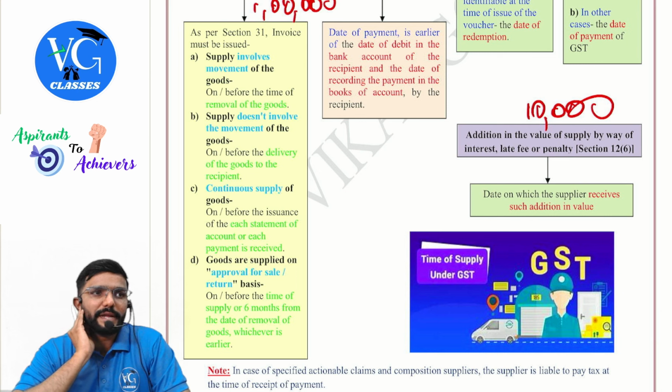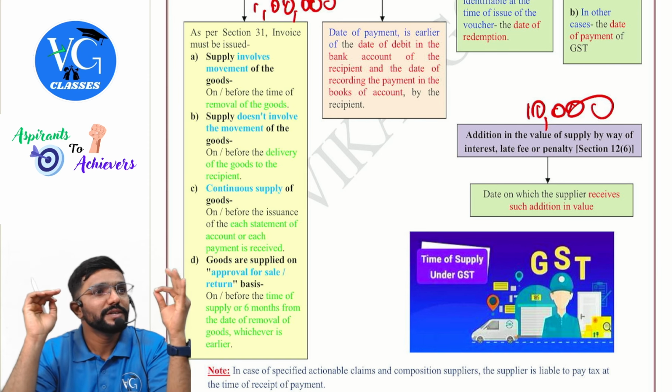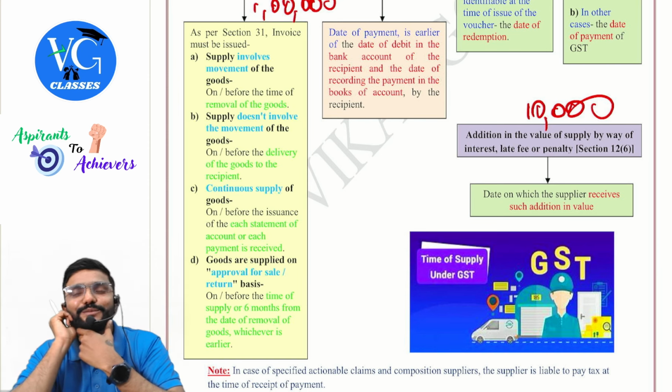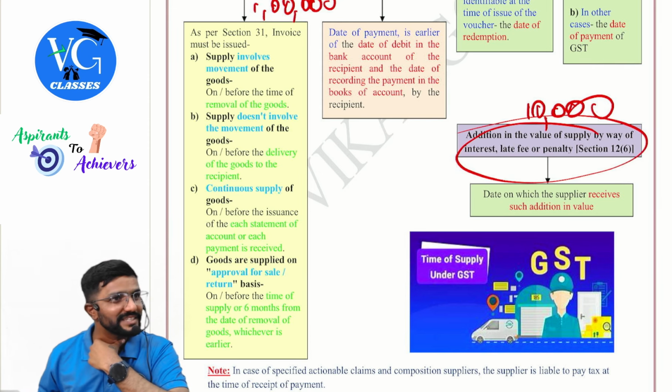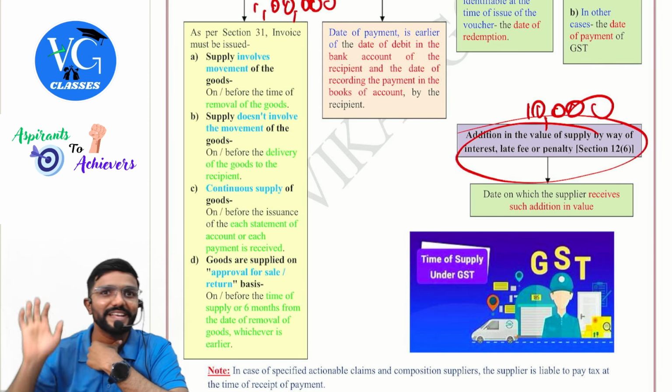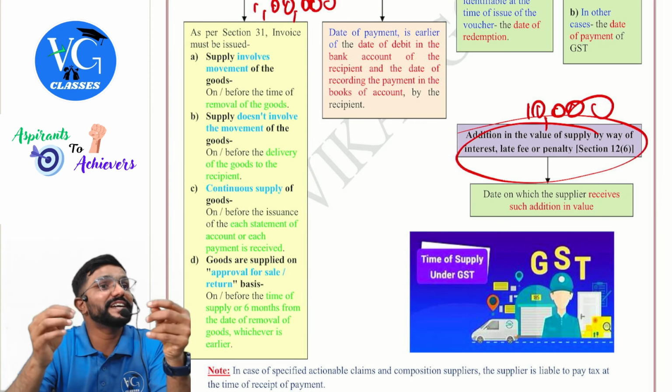Listen, one tricky point here. Normally, when a supplier charges, who is charging whom? Supplier to recipient. Sometimes students get confused here also. Sir, interest, penalty and late fee means the government is charging. No. That is not covered here. Who is charging whom? Supplier to recipient. Why? For delay in payment.